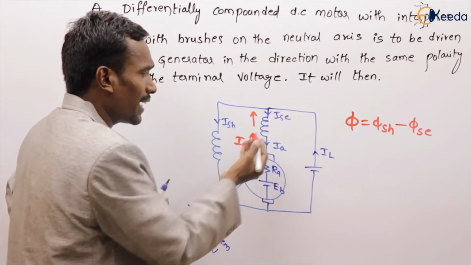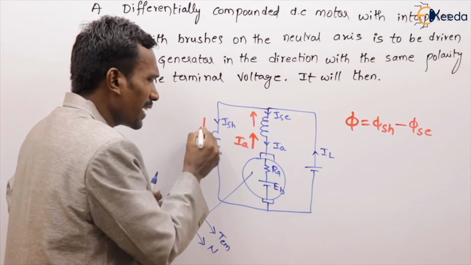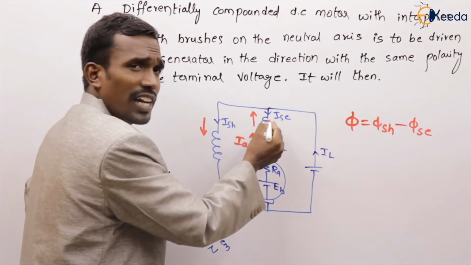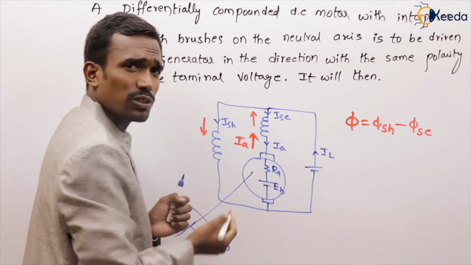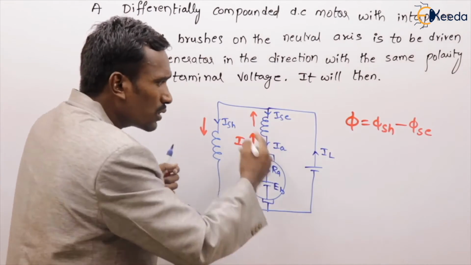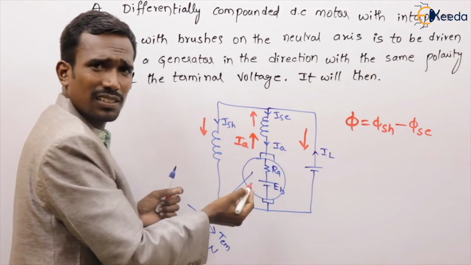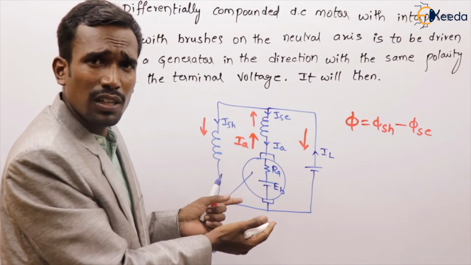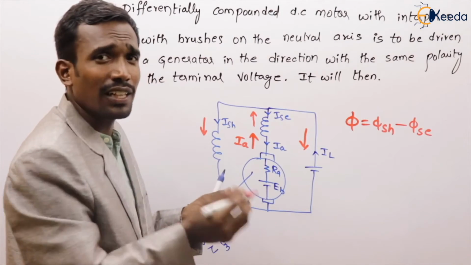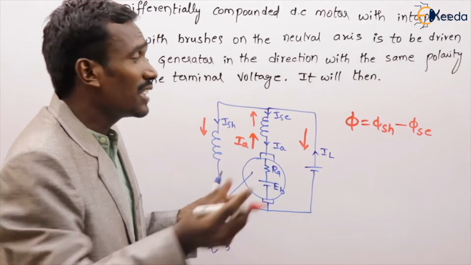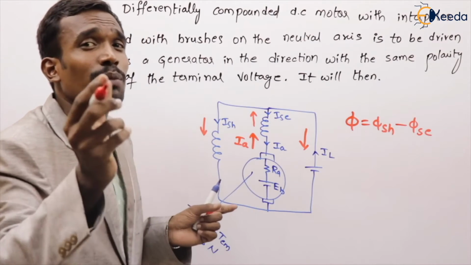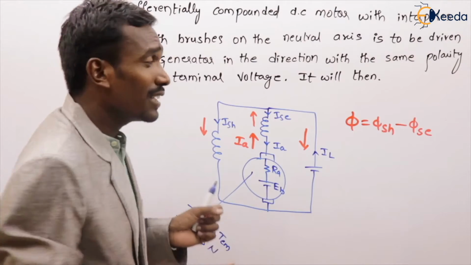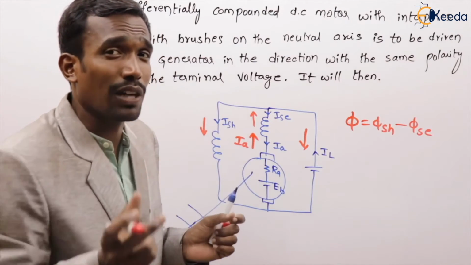Yes or no? And next, ISH is in the same direction only. There is no change of ISH, but ISE changed and the armature current also changed. Now this is my generator. Which generator? A long shunt generator, of course. But my question is whether it is a differential compound generator or a cumulative compound generator. Tell me, is it differential compound or cumulative compound?